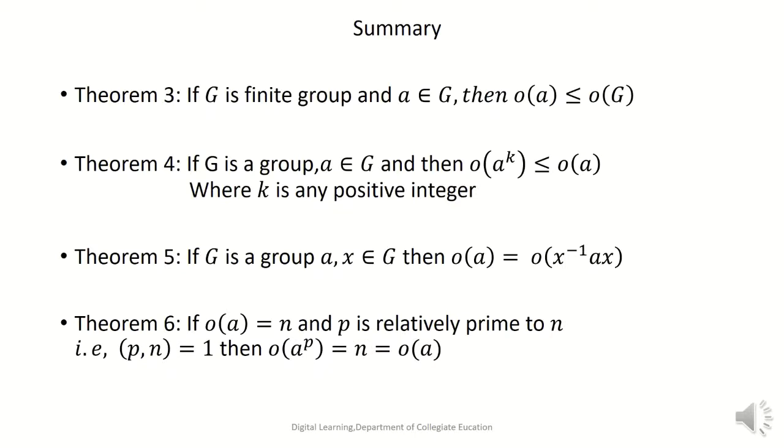Dear students, so far we learnt that the order of a in a group is always less than or equal to the order of the group G. In the second theorem, the order of any integral power of an element a of a group cannot exceed the order of a. In the third theorem, the order of a and the order of x inverse a x are the same. In the last one, theorem 6, if the order of a is n and p is relatively prime to n, then the order of a to the power p and the order of a are the same, that is n.